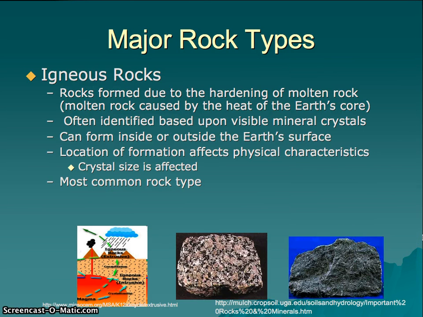And the location of formation affects the crystal size. The faster the rock cools, the slower the crystal. I didn't say that right. The slower it cools, the bigger the crystal. The faster it cools, the smaller the crystal. This is the most common rock type on Earth.